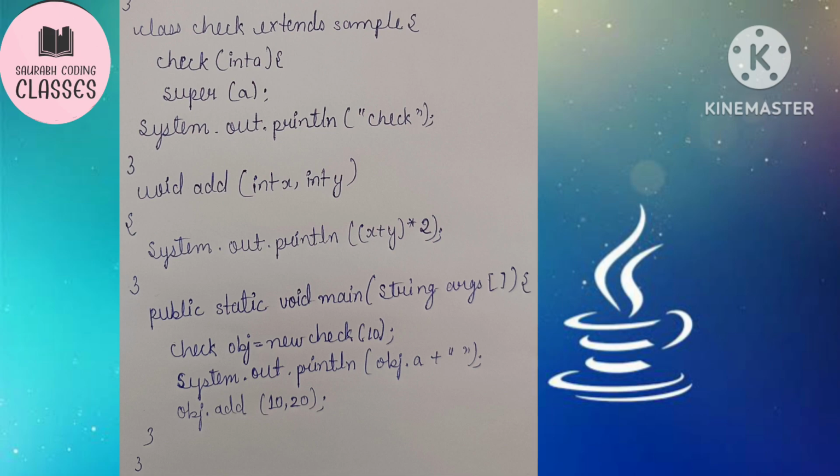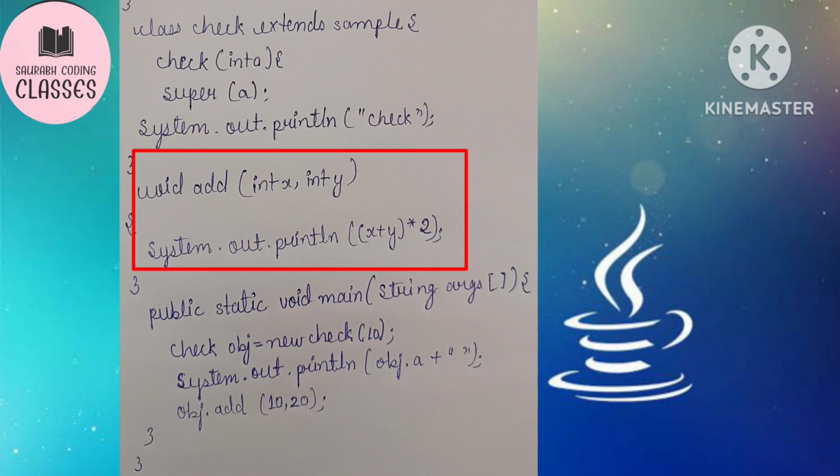If you look at the final output, we can see the value of the member variable of the superclass. This is because we are using inheritance, and we are doing the overriding here. When we call the method add, it invokes the method add from Check. Check is our class, so it does not invoke the method of the superclass, it invokes the method of the child class.